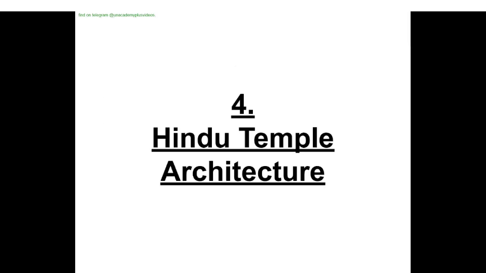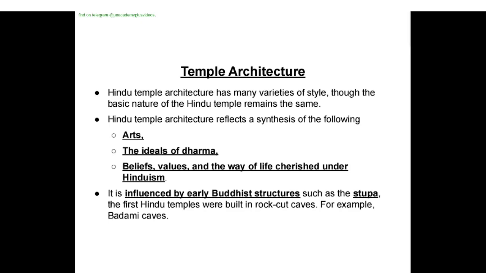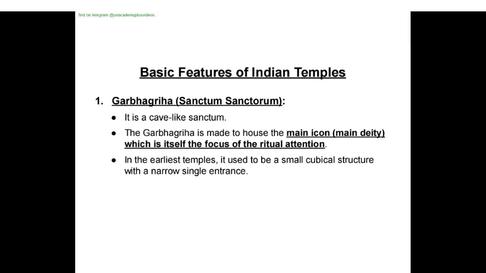Hindu temple architecture. Hindu temple architecture has mainly varieties of style, though the basic nature of the Hindu temple remains the same. It reflects the synthesis of the following arts, the ideas of the Dharma, beliefs, values, and the way of life cherished under Hinduism. It is influenced by early Buddhist structures such as the stupa. The first Hindu temples were built in rock cut caves, for example, the Badami caves.